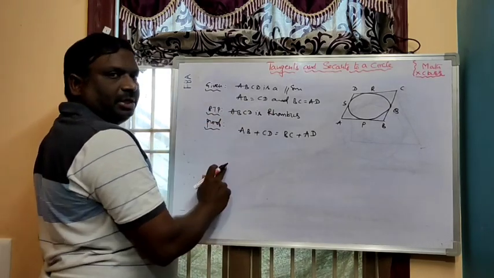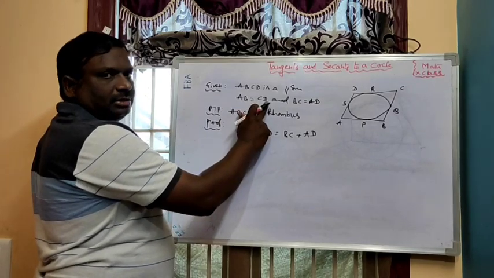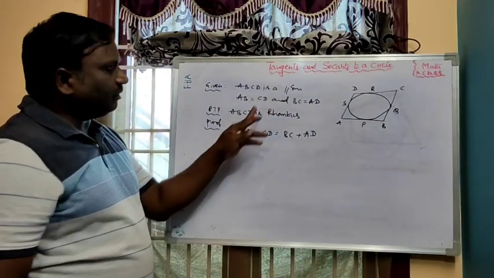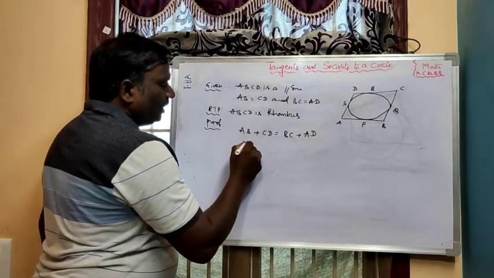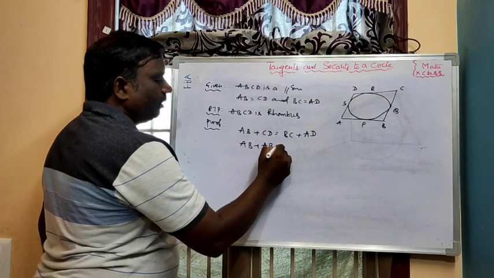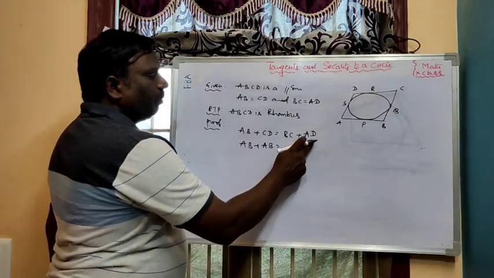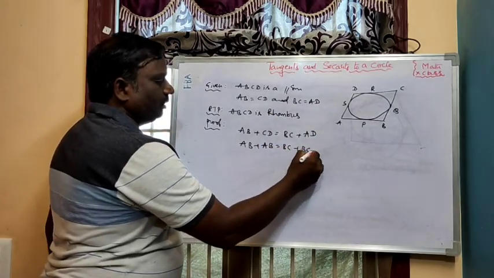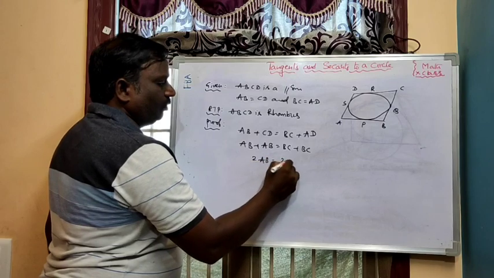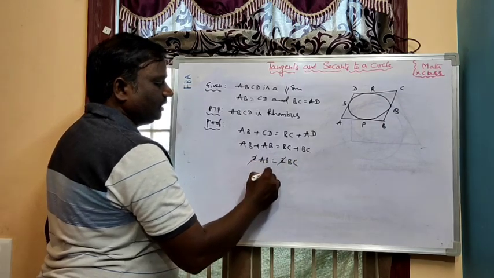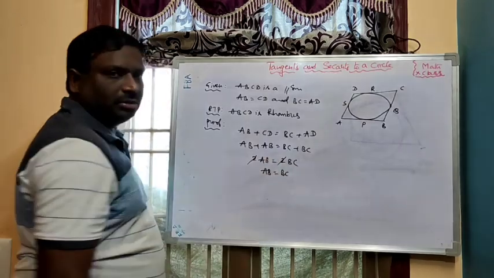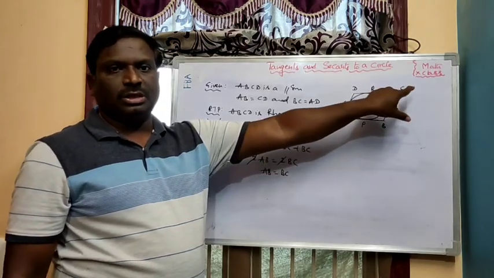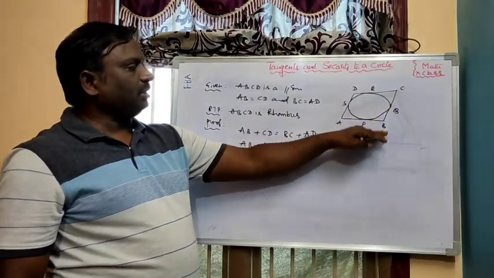AB plus CD equals BC plus AD. Already AB equals CD and BC equals AD. In the place of CD we can write AB, and in the place of AD we can write BC. So AB plus AB, and BC plus BC. Then 2 times AB equals 2 times BC. The 2 gets cancelled. AB equals BC. So these two sides are also equal. Already in a parallelogram these two sides are equal.